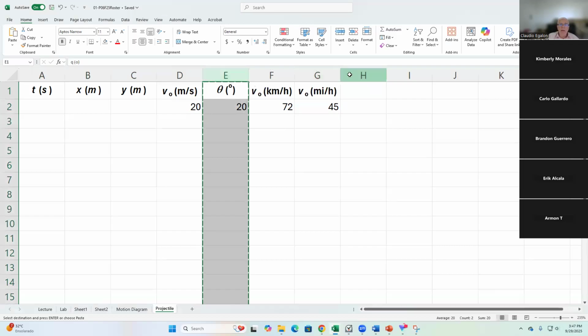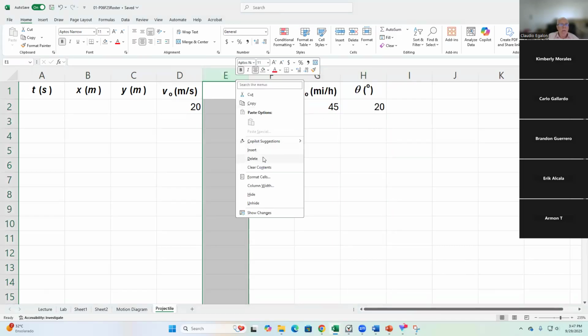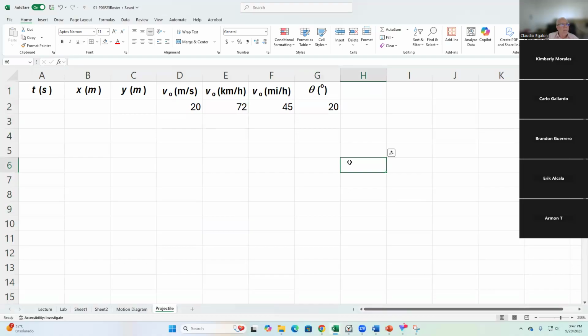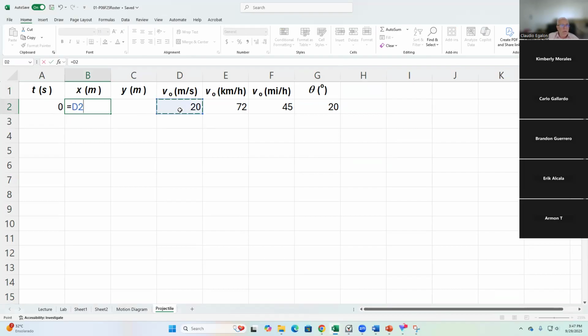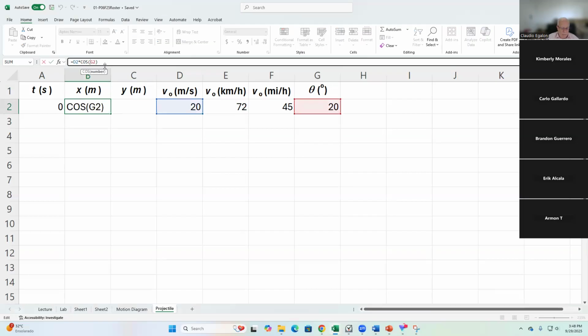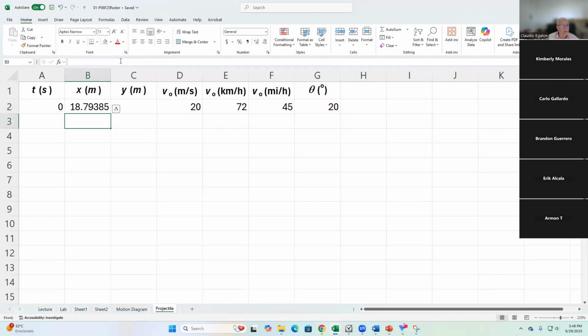I'm going to move this theta angle right in here. And initial instant of time is 0. And then we write down the equations of motion along the x-axis. It's going to be V naught times cosine of 20 degrees, right? But what we need to do here, we have to convert this thing to radians before we do the actual math. Okay, don't forget.